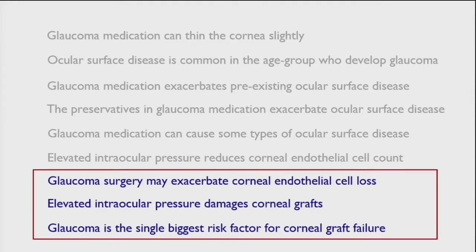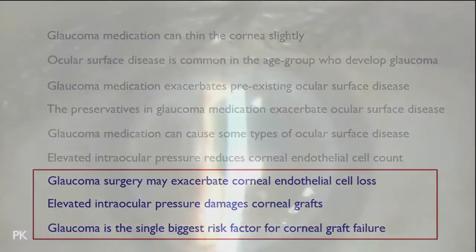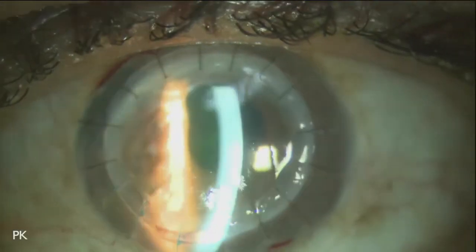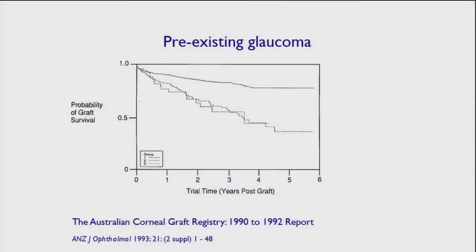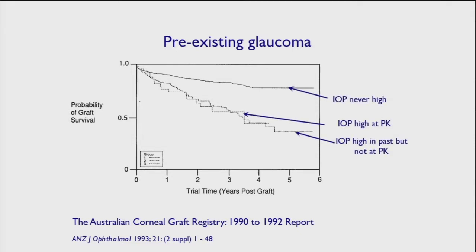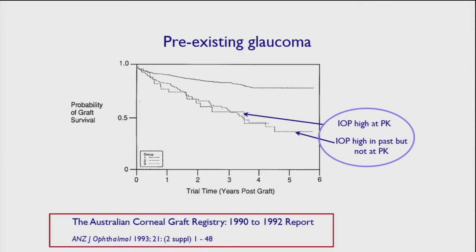High eye pressure damages grafts, and glaucoma is actually the single biggest risk factor for graft failure. So if you've got your PK or your DSEK and you've got glaucoma, that is the single biggest risk factor for failure, and that's been known for a very long time. This is the data from the Australian Graft Registry in 1993. It showed that basically glaucoma causes grafts to fail whether or not the pressure's high, and we tend to be very proactive at Moorfields in surgically controlling glaucoma prior to grafting if the patient's on more than a couple of medications.